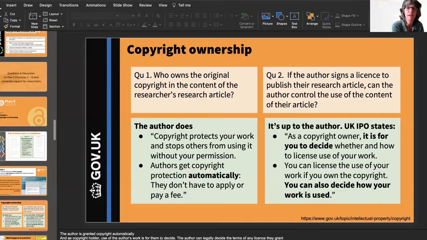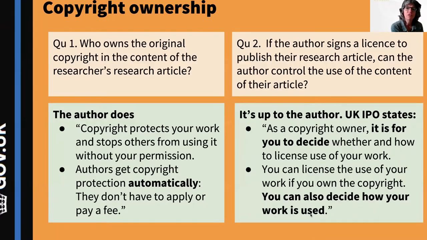It's automatically theirs. Then question two, if the author signs a license to publish their research article, that's a license with the publisher, can the author control the use of the content of the article? Well, I've taken the information here from the UK Intellectual Property Office, which states there that as the copyright owner, it's for that copyright owner to decide how and whether to license the use of their work. And you can decide how your work is used. Thanks, Johan.